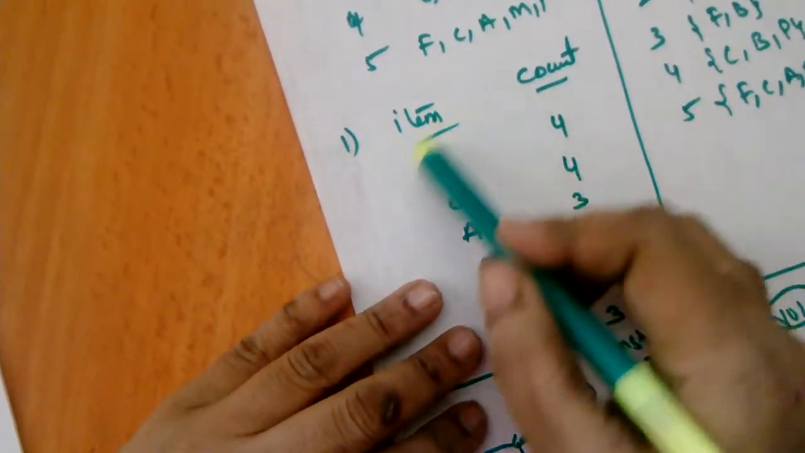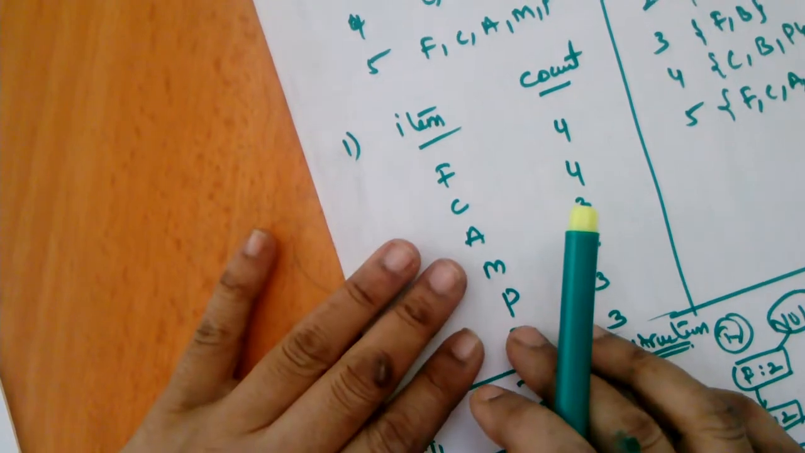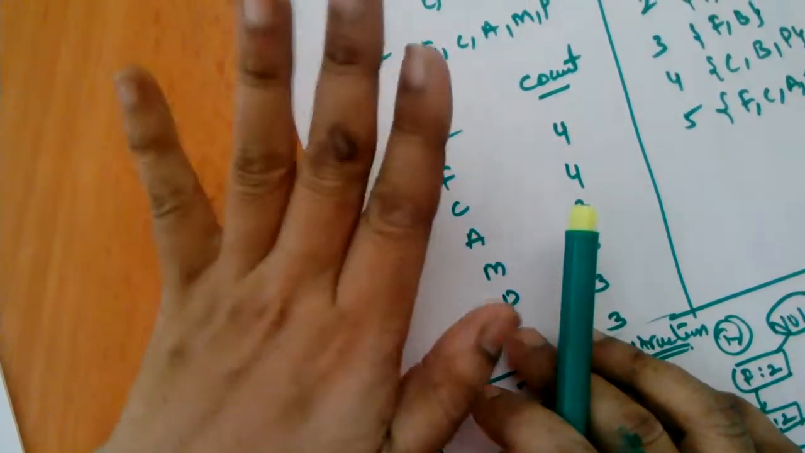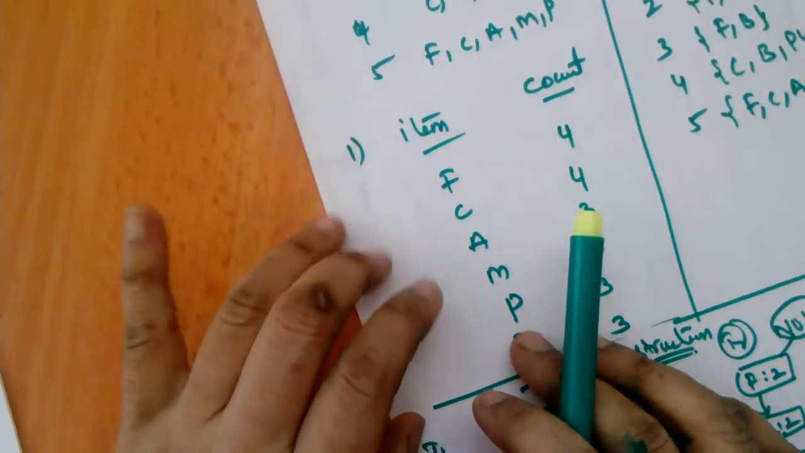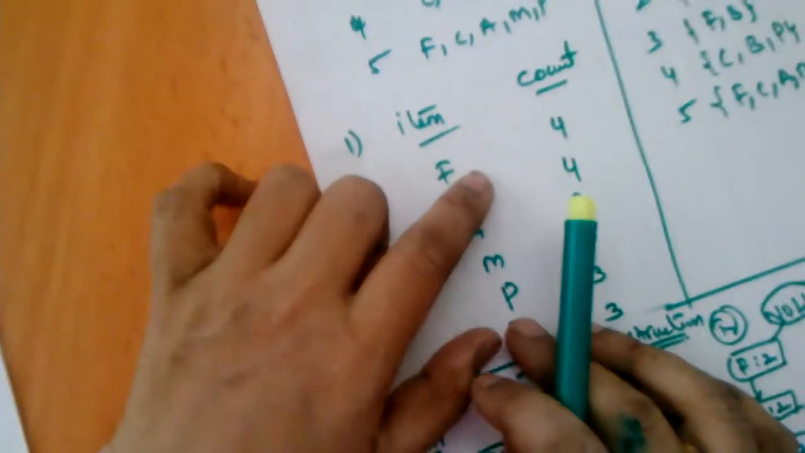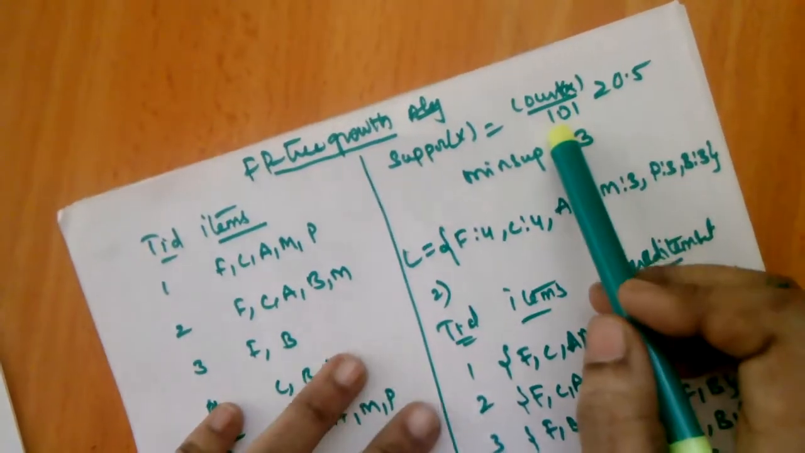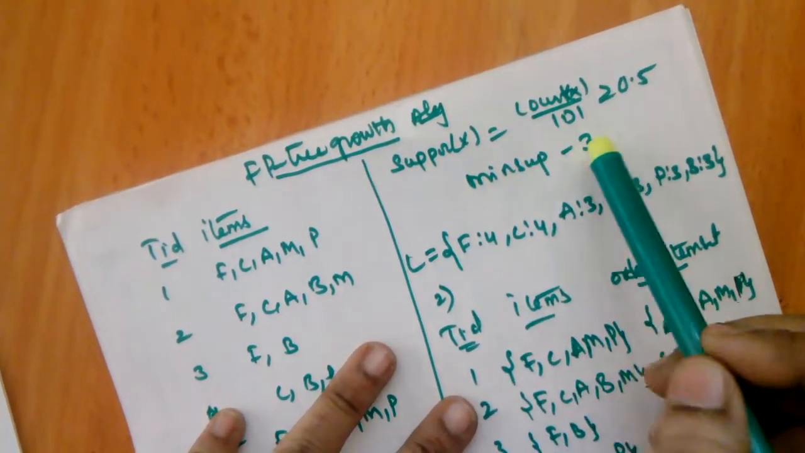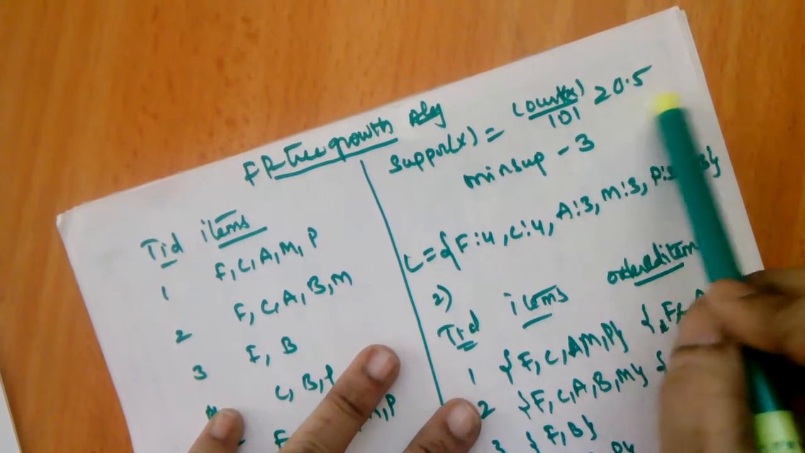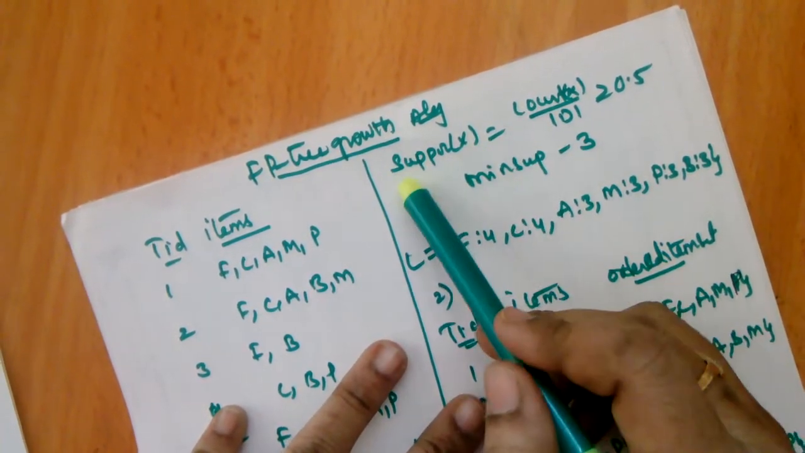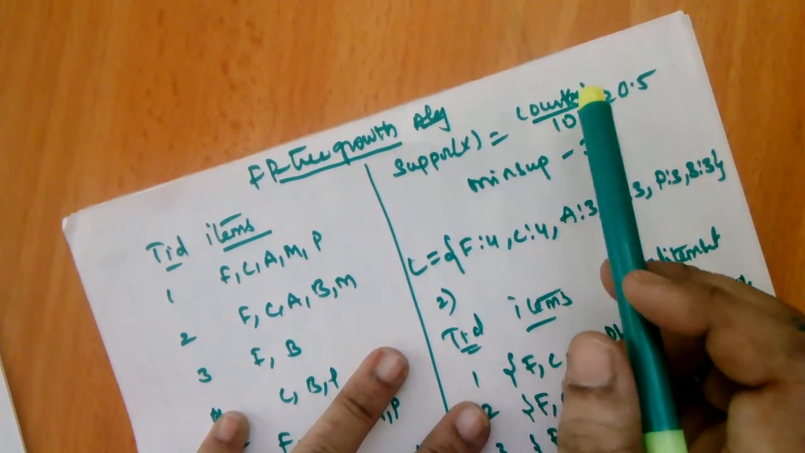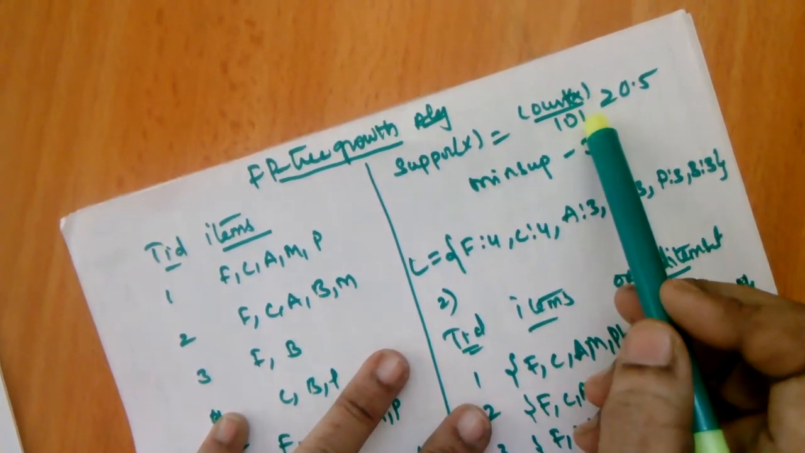Next, we find whether each item is frequent or not. How do we find whether the item is frequent? Based on its support. We have to find the support value. The support value should be greater than or equal to its minimum threshold value. So we are giving the minimum support threshold value as 0.5. Now how to find the support of each item? Support of some item x equals count of x divided by number of transactions.